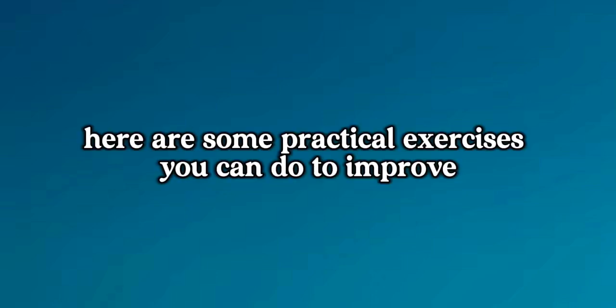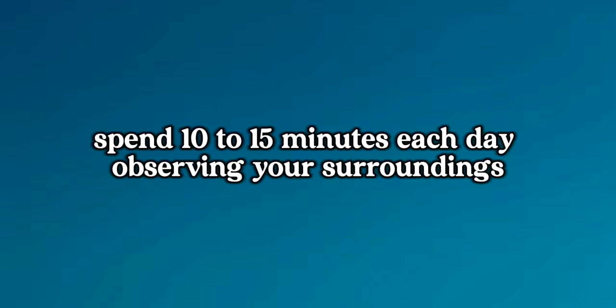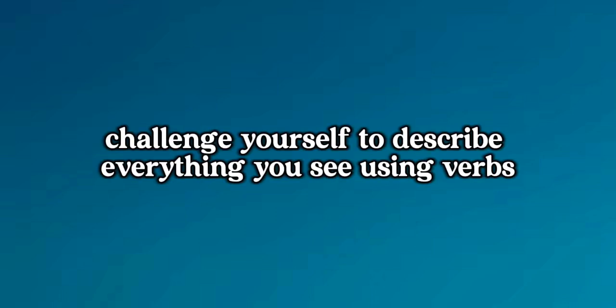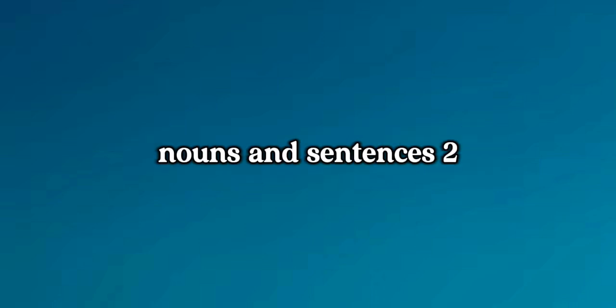Now that you've learned the 4 stages, here are some practical exercises you can do to improve your ability to think in English. Practical exercises. 1. Daily observations. Spend 10 to 15 minutes each day observing your surroundings and describing them in English. Whether you're on the bus, at the park, or walking through your neighborhood, challenge yourself to describe everything you see, using verbs, nouns, and sentences.